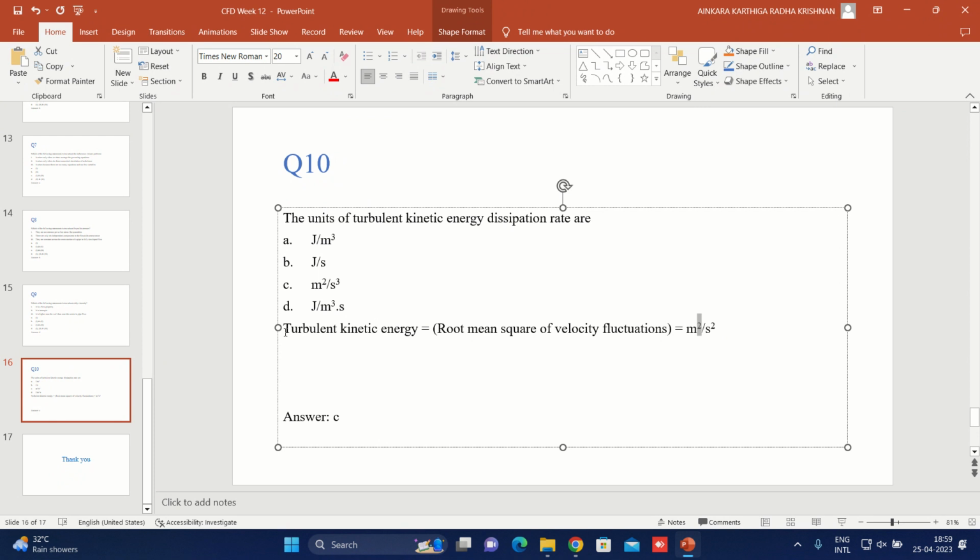So when it is turbulent kinetic energy dissipation rate, it is given by, and thereby its unit is meter square per second cube.